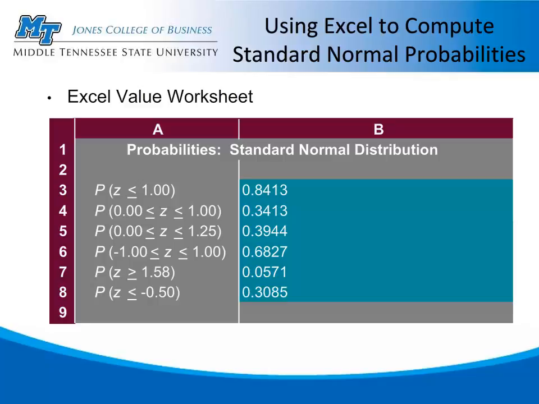Now if I want to get the probability that's greater than or equal to 1.58, 1.58 is to the right of the mean. So if I'm going to the right of 1.58, I've got to get a number that's smaller than 0.5. Likewise, on the one in A8, less than or equal to a negative 0.5, I should get a number that's less than 50%.